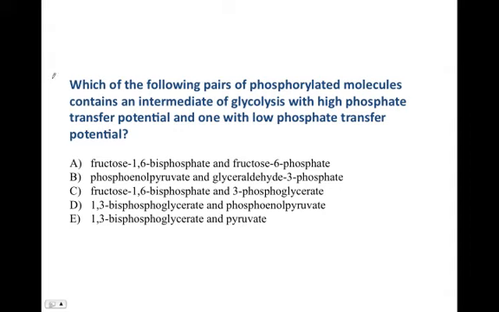Let's stop here and ask a question. Which of the following pairs of phosphorylated molecules contain an intermediate of glycolysis with a high phosphate transfer potential and one with a low phosphate transfer potential? So what about molecules with high phosphate transfer potential? That would be phosphoenolpyruvate and our 1,3-bisphosphoglycerate.